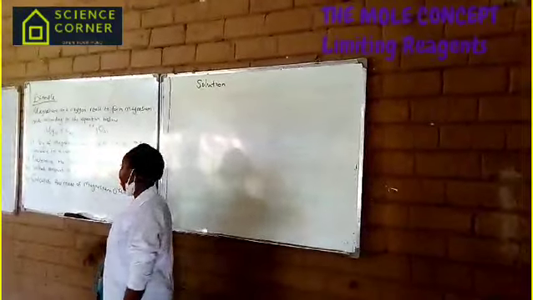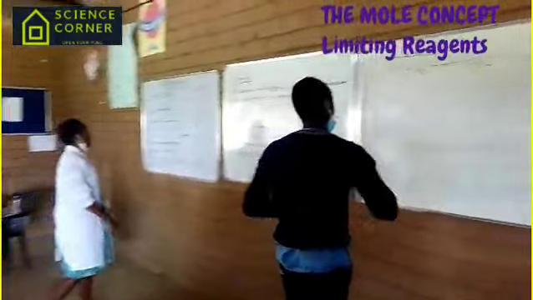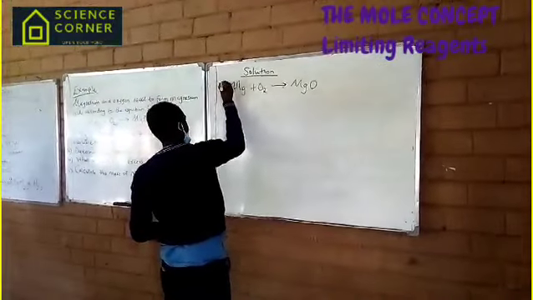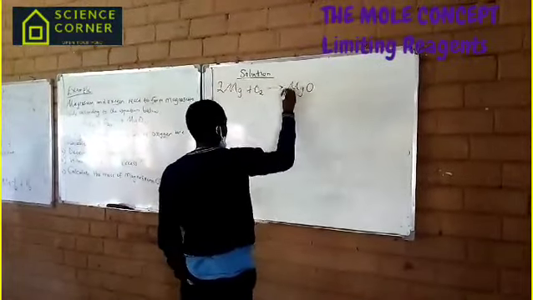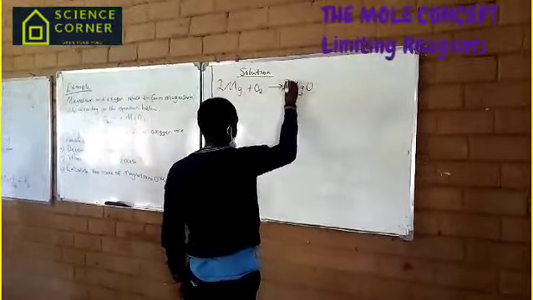Okay, so always remember to balance your equation. So how is our balanced equation going to look like? So magnesium reacting with oxygen. Okay, is that correct? It is, right? Okay. So this is our balanced equation.